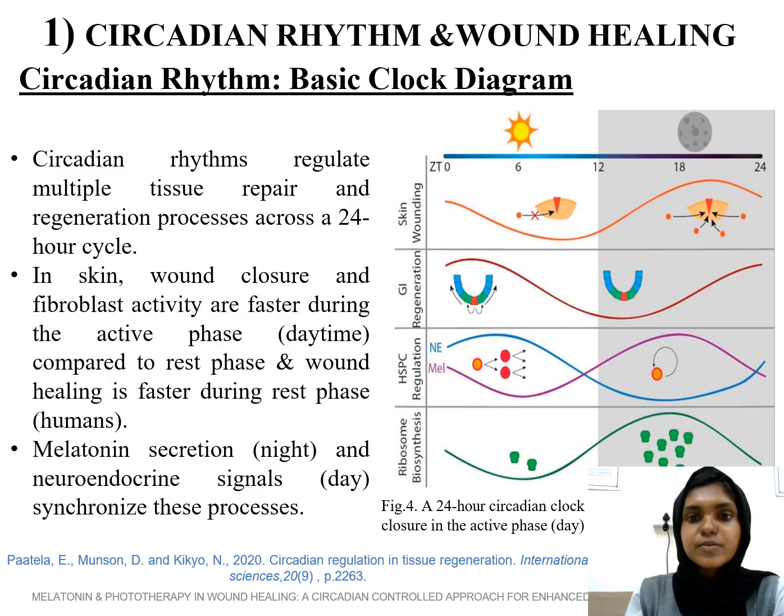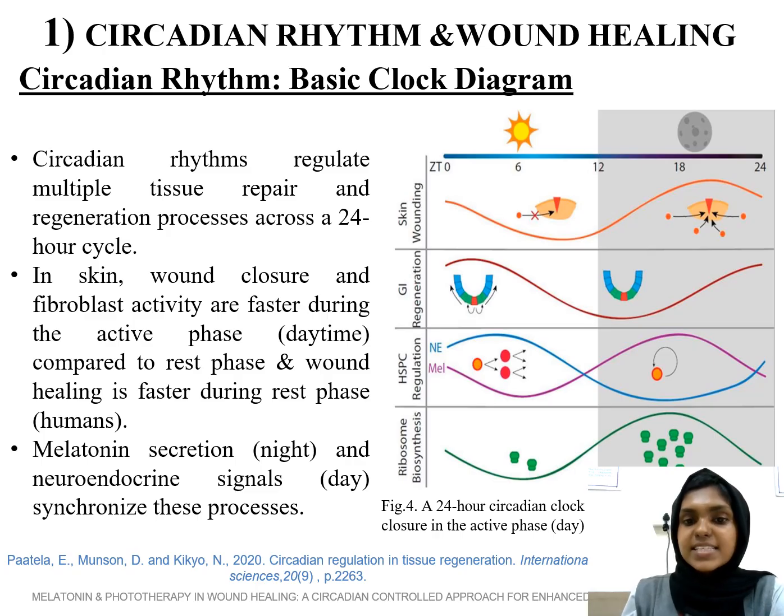Circadian rhythm is the 24-hour biological clock in our body that regulates physical, mental and behavioral processes. Circadian rhythms regulate multiple tissue repair and regeneration processes across a 24-hour cycle. As we can see in the figure, the first portion shows the daytime and the next portion shows the nighttime. It shows the graph of a nocturnal animal in which its skin wound closure is faster in night and slower in daytime. Similarly, gastrointestinal regeneration is high in day and slow in night.